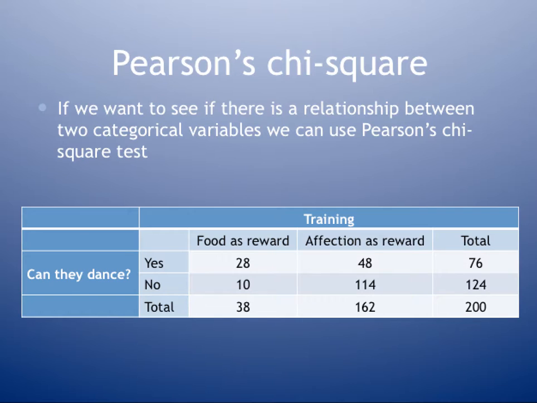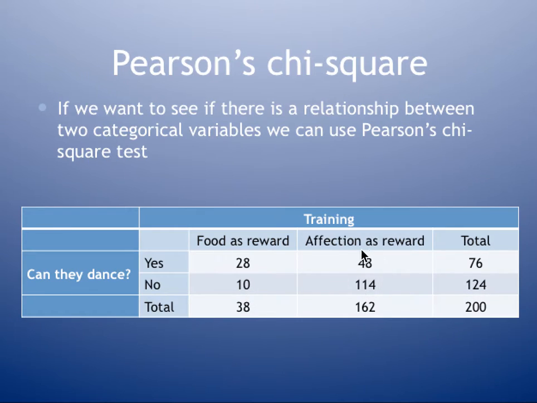So what does this have to do with chi-square test? Well, we're going to be looking at Pearson's chi-square test. And if we want to see if there is a relationship between these 2 variables, this is how we do it. So we could see, is there some difference in the result of cats being able to dance based on their training? That is a relatively reasonable question to ask in this case. Because right now, we can see that we have 28 who were given food that could dance and 10 that were given food that couldn't.